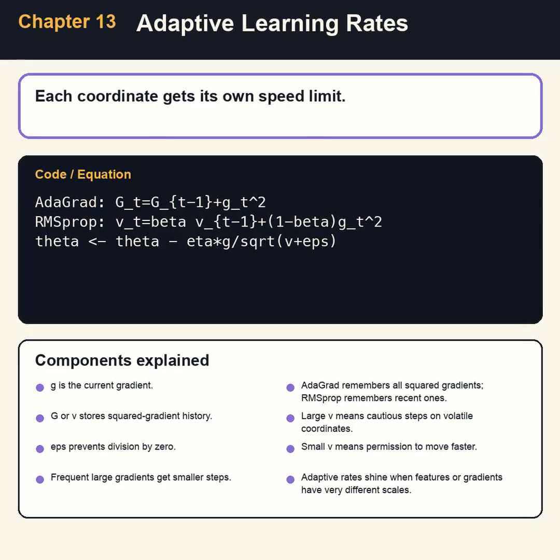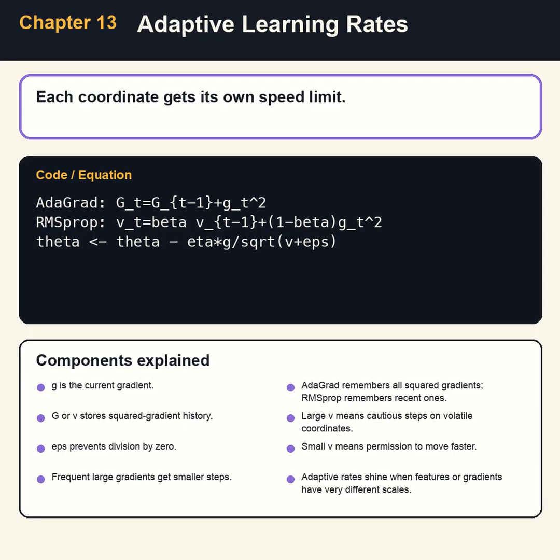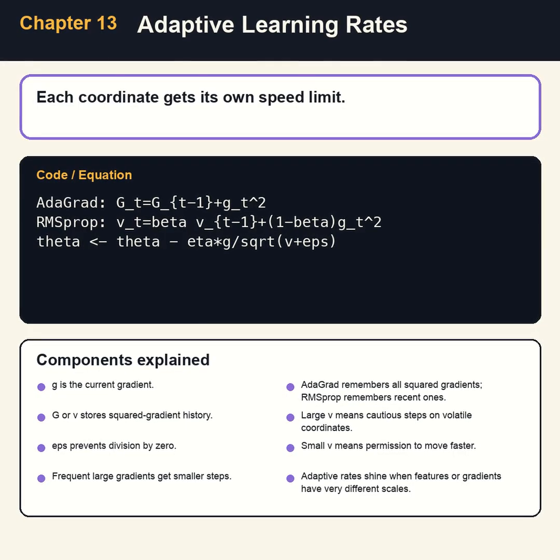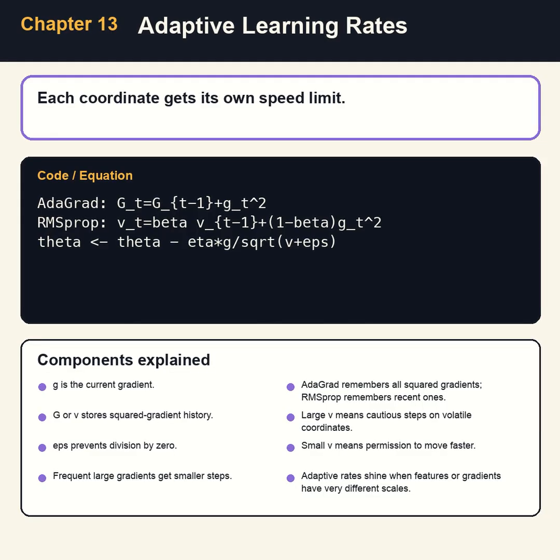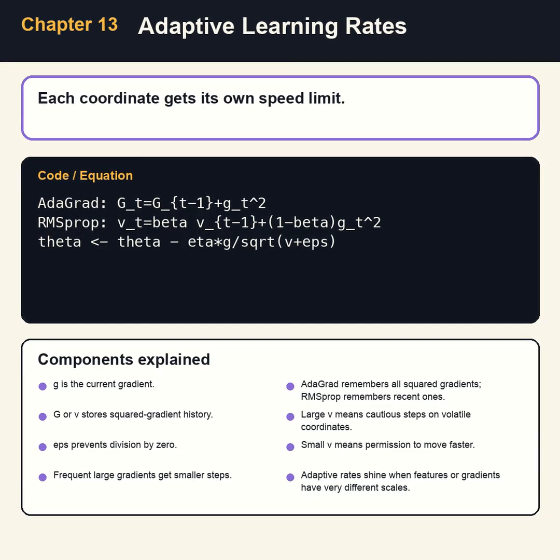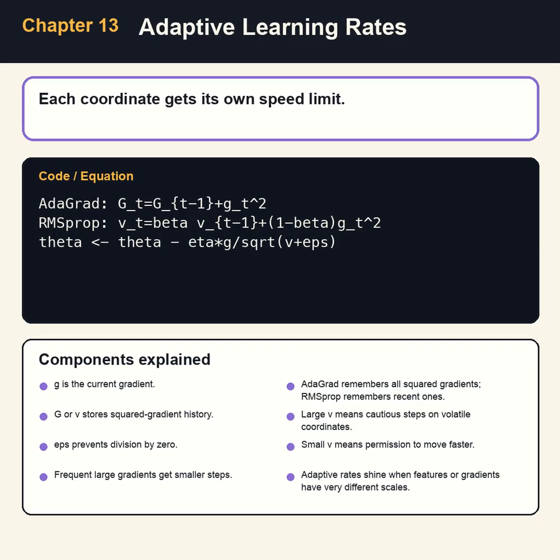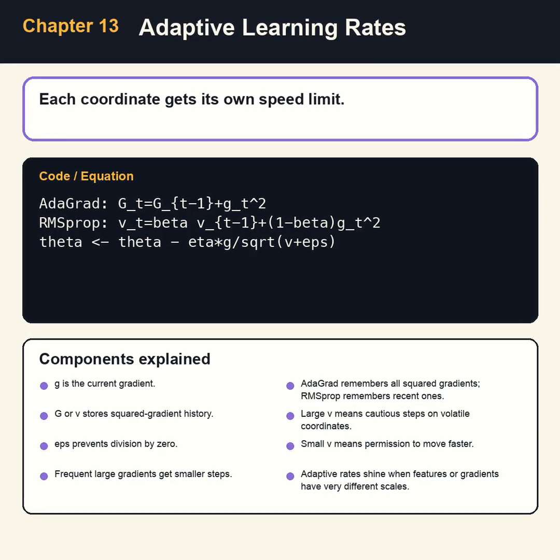Adaptive learning rates were invented because one global step size is unfair when different parameters live on different scales. AdaGrad was brilliant for sparse features but could freeze after too much history. RMSprop added forgetting, making the optimizer responsive again.